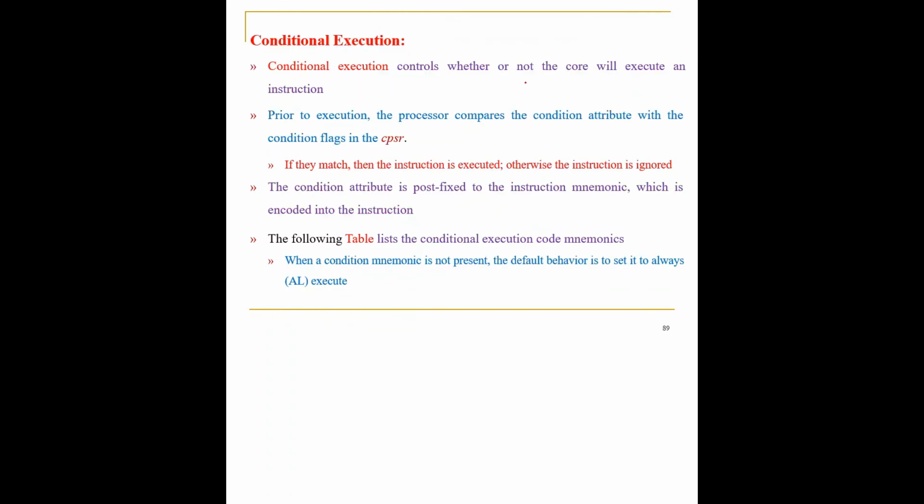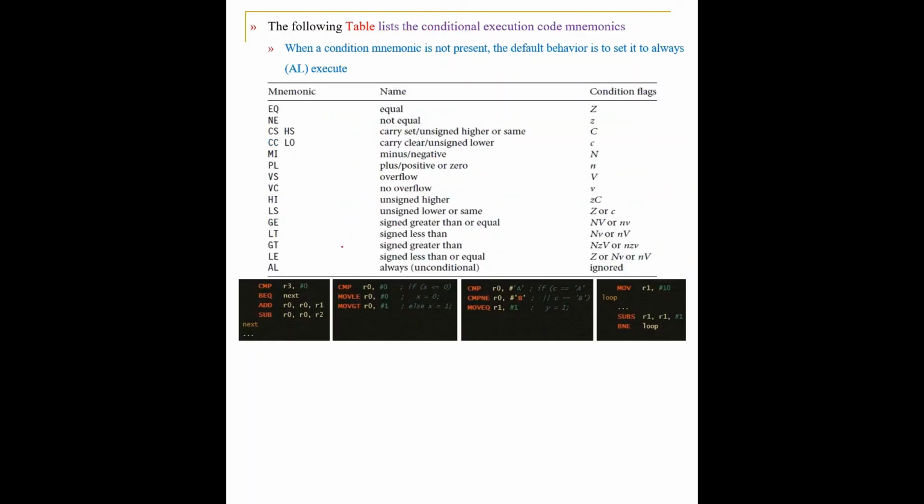Final thing for today's video session: conditional execution. Conditional execution, as I said, controls whether or not the core will execute the next instruction. Prior to the execution, the processor compares the conditional property with the conditional flags in the CPSR. If they match, the instruction is executed. Otherwise, the instruction is ignored. The conditional attribute is postfixed to the instruction mnemonic, which is encoded in the instruction. So this is how it goes on.